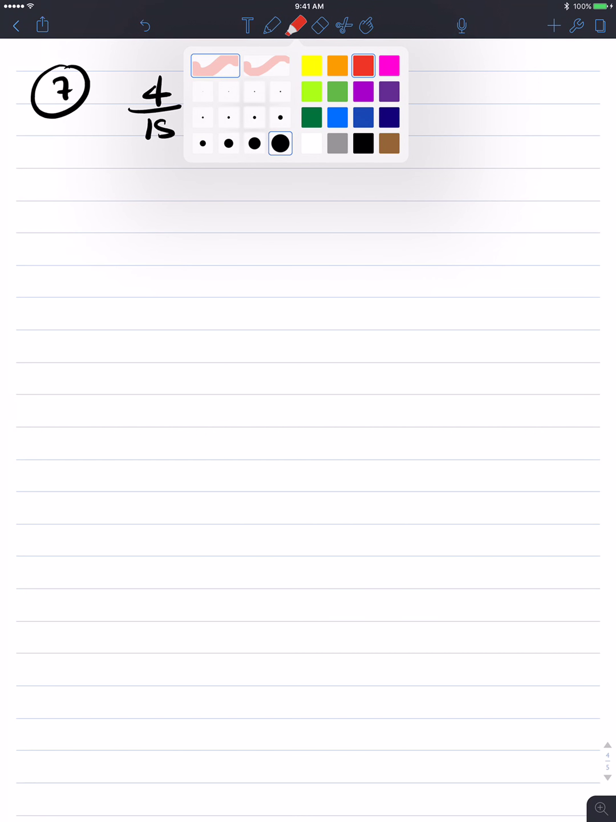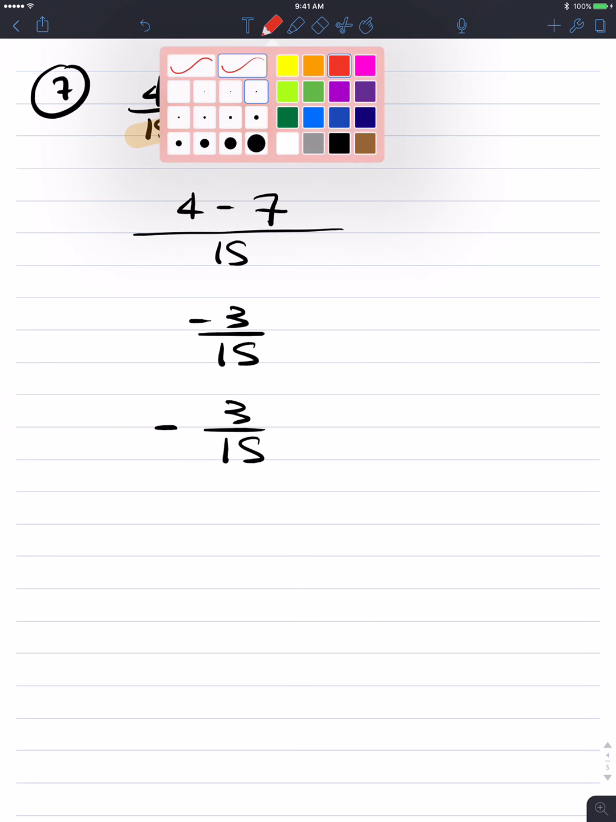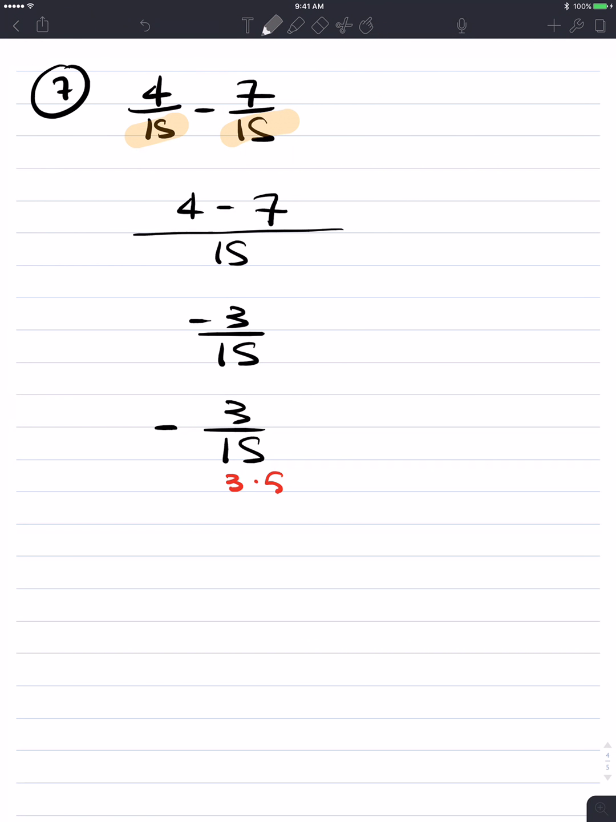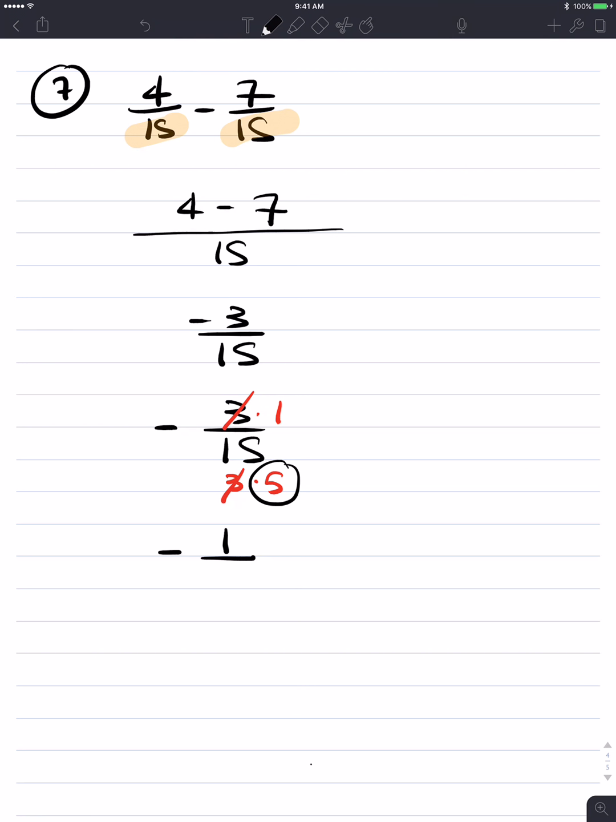Number 7. We have 4/15 minus 7/15. These fractions are like. So I'm going to keep my denominator of 15. I'm going to subtract my numerators. 4 minus 7 is negative 3. I keep my subtraction sign at the same level, and I break down my numerator and denominator into their prime factorizations. Notice 3 is prime, however 15 can be written as 3 times 5. My 3 cancels. Nothing is left on top, so I put my 1. Final answer is negative 1 over that 5 is left, negative 1/5. This is number 7.